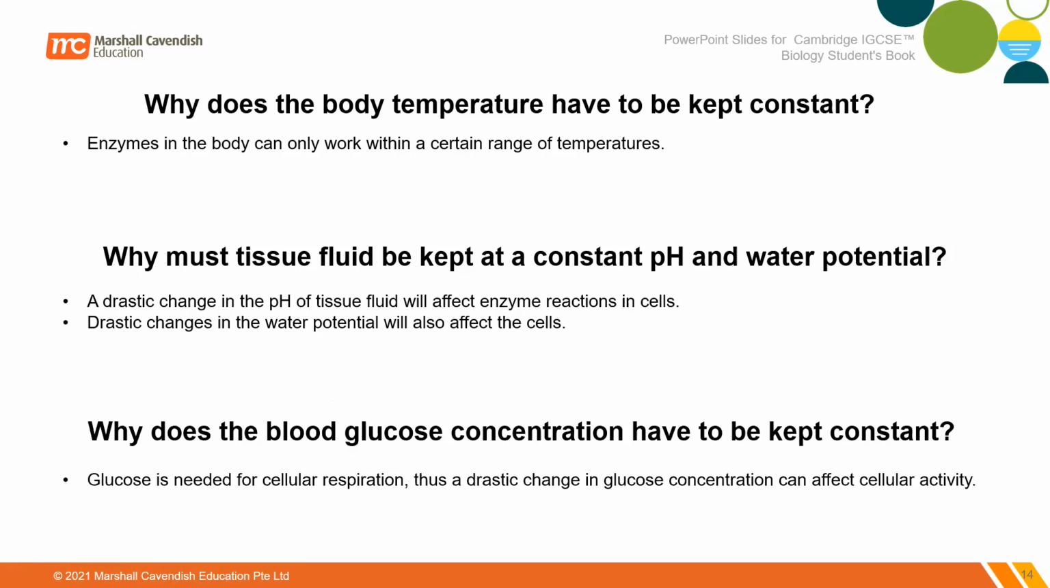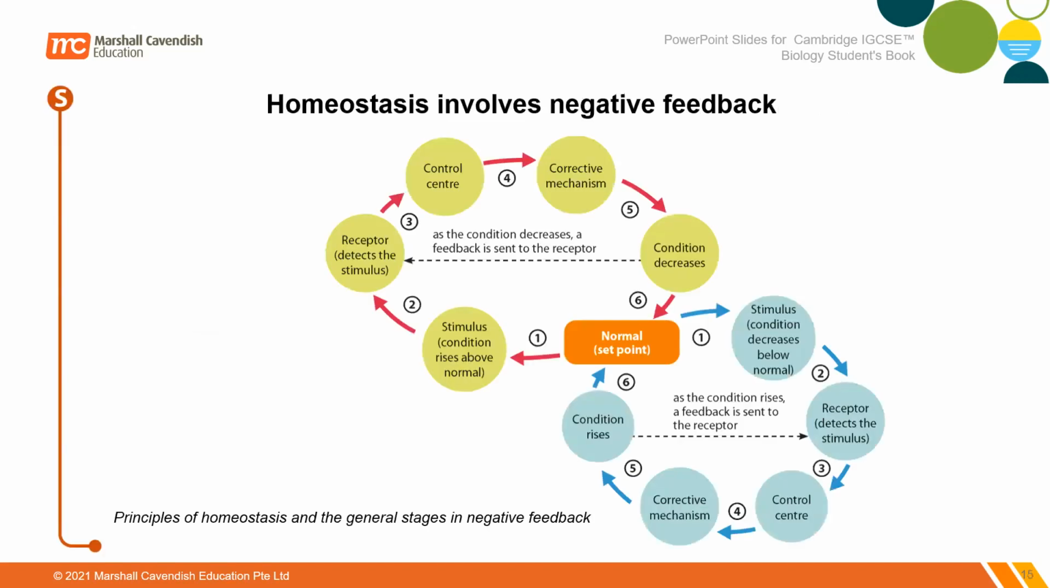Why does glucose concentration need to be kept constant? Because for some tissues, there will be a severe harmful effect if we have a high concentration of glucose in the blood circulating throughout the body. So glucose is needed for cell respiration, so it should be inside the cells, maintained and controlled by homeostasis.